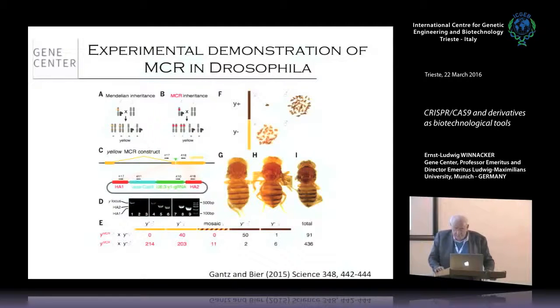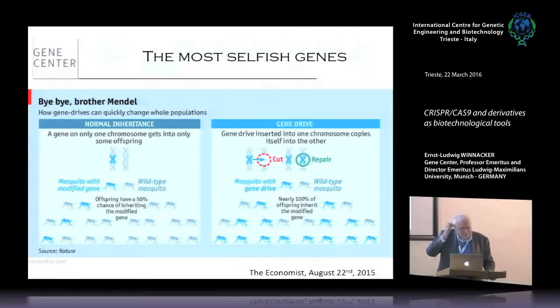Now, The Economist talked about "bye-bye, Brother Mendel." You may have seen The Economist edition, which describes it again here. And you see here, this is what I just tried to describe: make a double-stranded cut, repair it with Cas9 and the guide RNA which you want, and then you make a mosquito. You do this in mosquito. So in a single experiment, almost all the offspring are mutated.